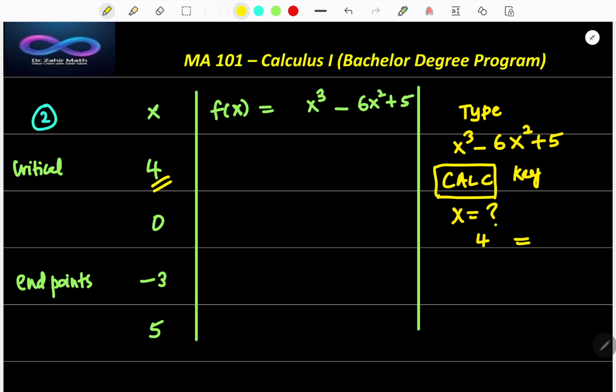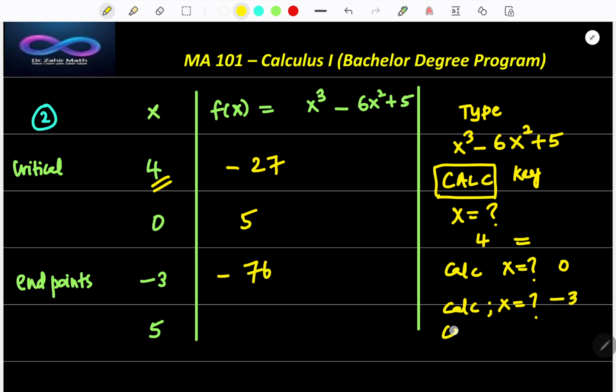If you put 4, you will get the answer minus 27. Okay, everybody? Minus 27. Again, press calc. The calculator will ask you x question mark and then give x is equal to 0. If you give 0, the calculator will give you answer 5. Again, press calc, x question mark, give minus 3. So the calculator will give you minus 76. Again, press calc, x question mark, x equal to 5. The calculator will give you minus 20.